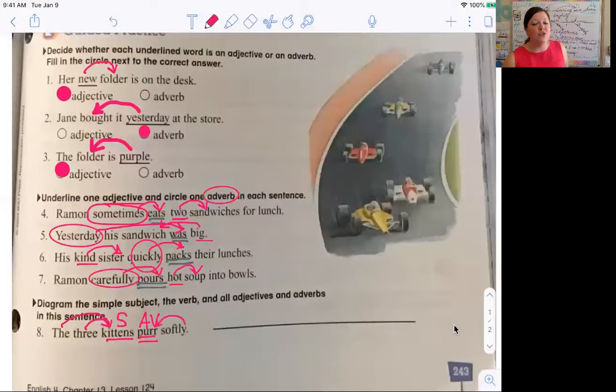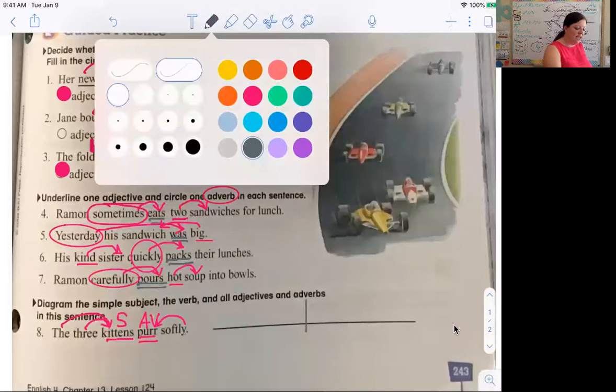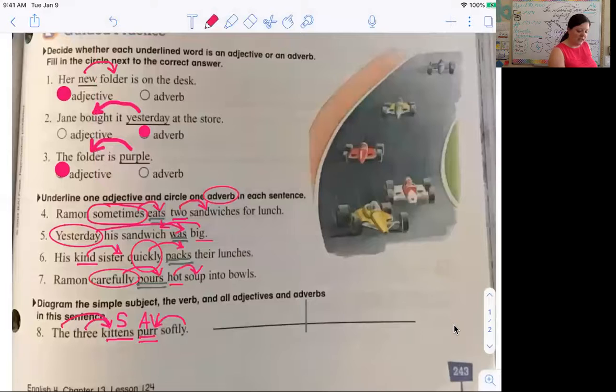They've already done the first step of diagramming, which is to draw our straight line. Let's do the next step by cutting that line in half. Now that we have our line cut in half, let's look on the left-hand side of that line. On the left-hand side, that is where our subject is going to live, kittens. Subject on the left, what goes on the right? Verb on the right.